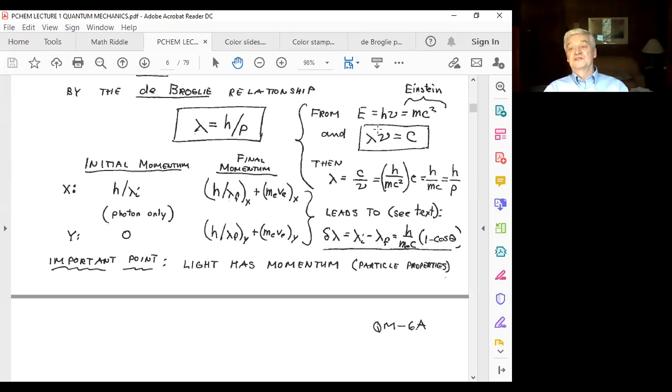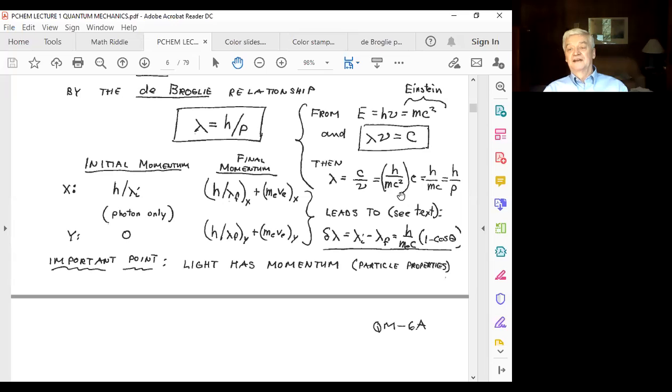Einstein said the energy of converting mass into energy was mc squared, that we've all seen. And all of you should have learned way back in physics, wavelength times frequency is equal to the speed of light. So we just rearrange these equations. You can see we can first write lambda is equal to c over nu. And from here, we can write nu, the frequency, is mc squared over h.